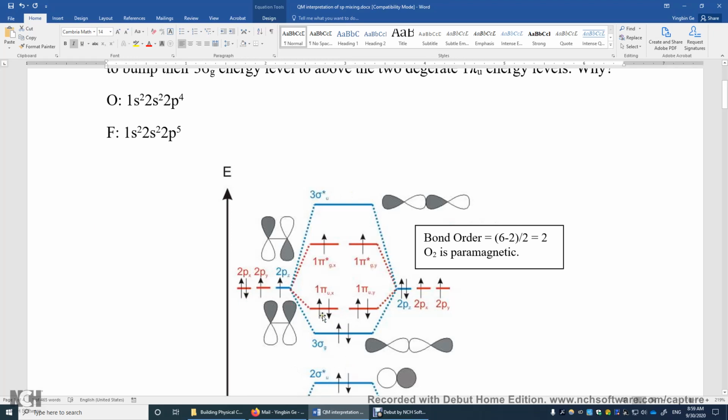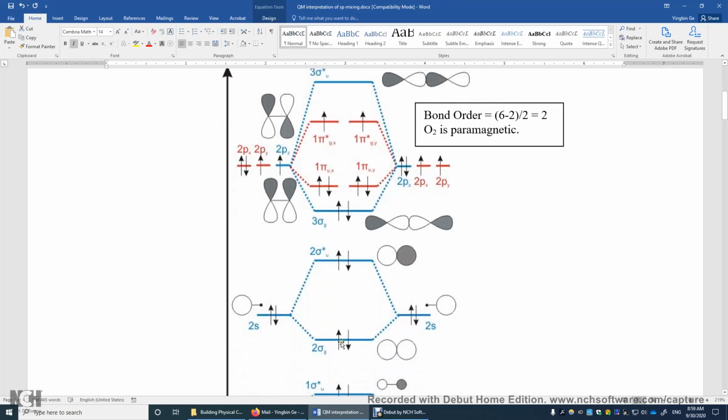So again, when you look at these two pz orbitals, they interact and form two MOs. One is sigma G, one is sigma U star. When you interact 2px and 2px, you get pi. 2py and 2py, you get pi and pi star. And over here you have 2 sigma G and 2 sigma U made from the s orbitals.